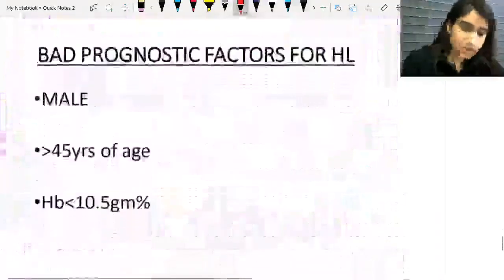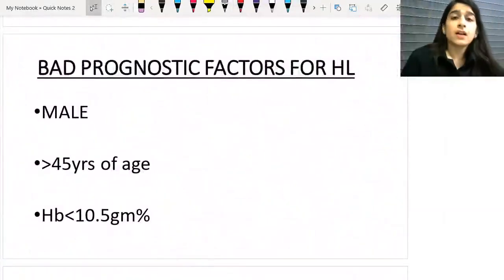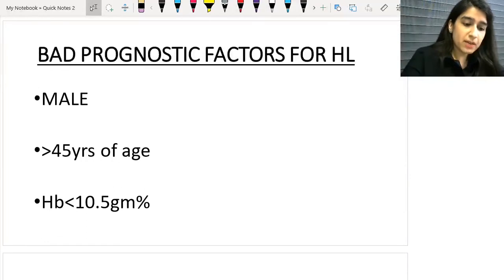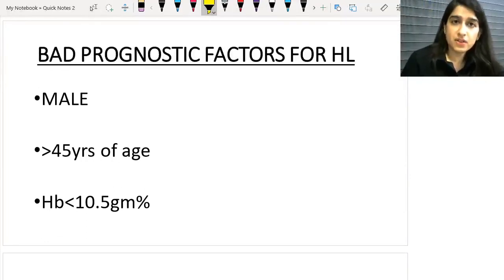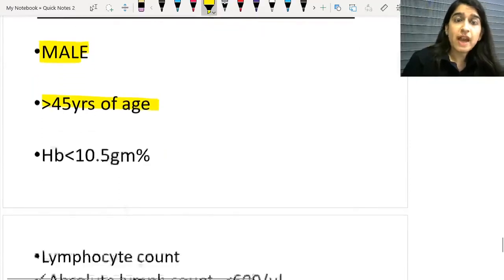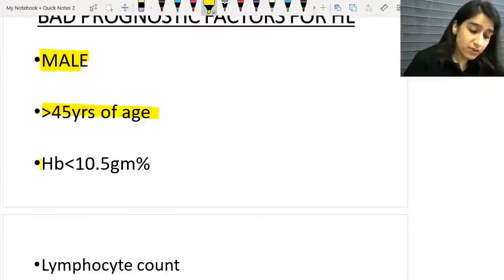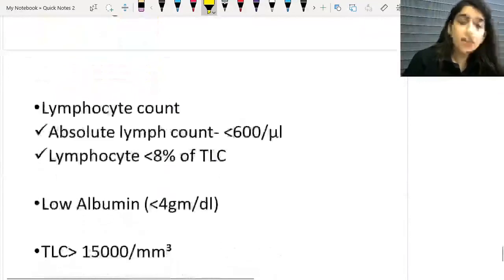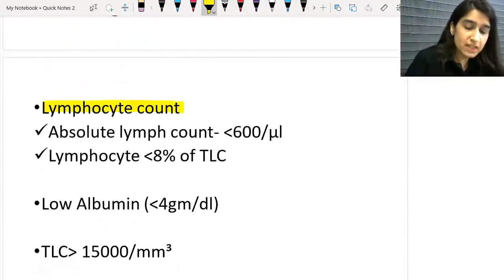Now we come to the last topic. I have seen a lot of questions asked on the prognostic factors related to Hodgkin's lymphoma, so I have accumulated them all here to make it a little simpler for you. Which are the bad prognostic factors associated with Hodgkin's lymphoma? A male patient, usually more than 45 years of age, having a hemoglobin level of less than 10.5 gram percent, and a reduced lymphocyte count.